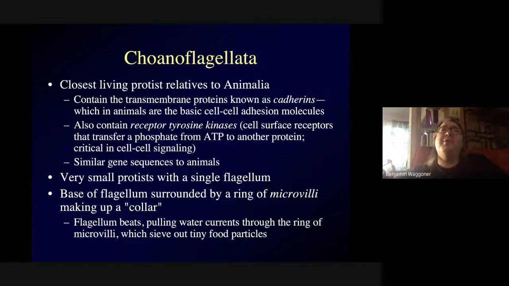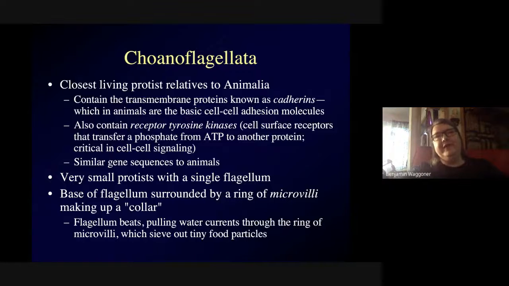They're not uncommon in freshwater, and there's a chance you could spot some in your pond water. The problem is they're really small, and they're not that easy to observe, especially if your highest power is only 400x. They're basically just kind of rounded to oval cells. There's a single long flagellum, but surrounding the base of that flagellum, there's a ring of little projections of the cell called microvilli.